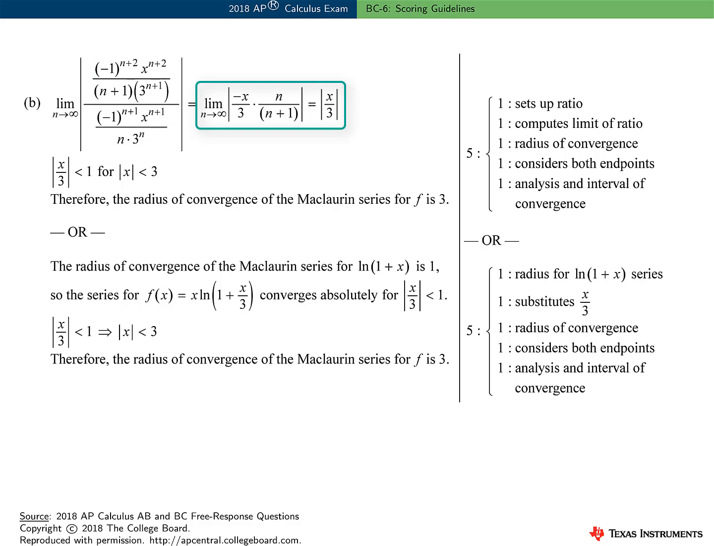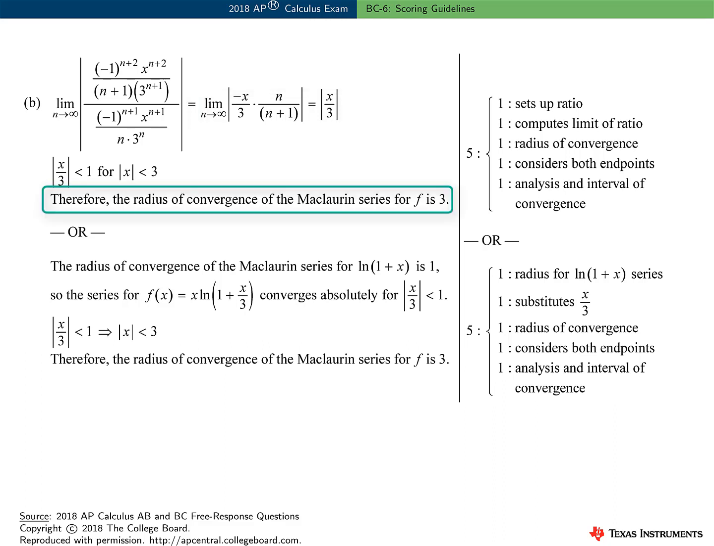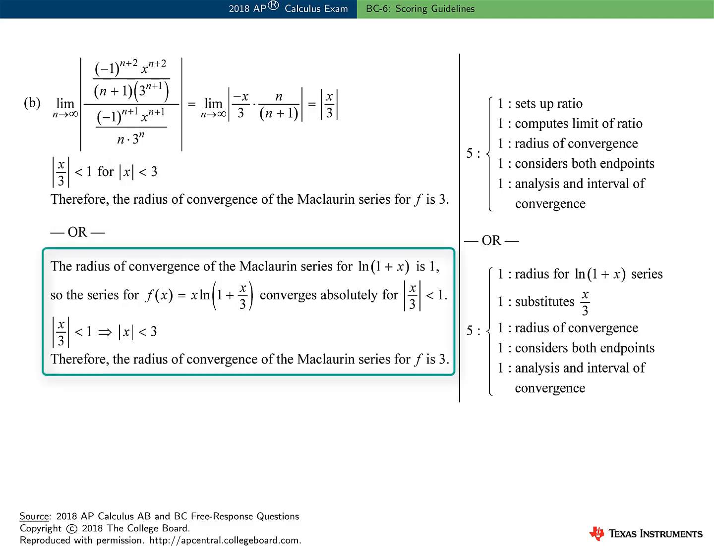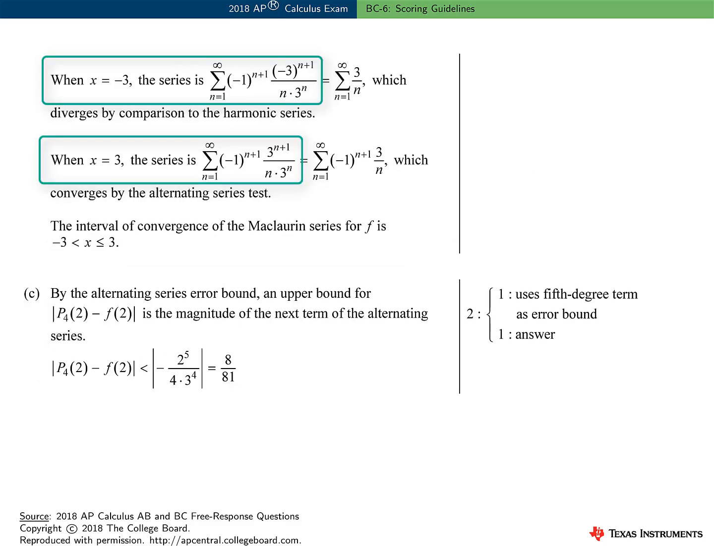1 point for computing and sufficiently communicating the limit of the ratio, and there must be some reasonable mathematical indication that the student is evaluating a limit. And 1 point for finding the radius of convergence, and this can be conveyed by actually writing an interval. Note that there was an alternate solution on the scoring standard for earning the first 3 points, and this solution involved the known radius of convergence for the Maclaurin series for the log of 1 plus x. And then the student needs to check the endpoints of the interval.